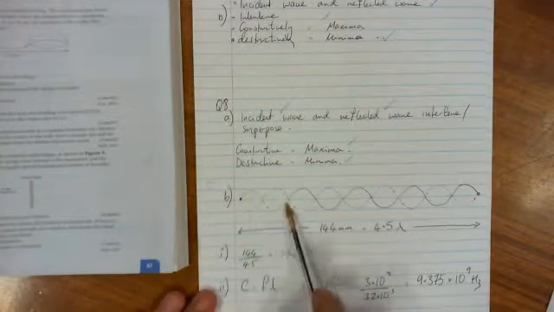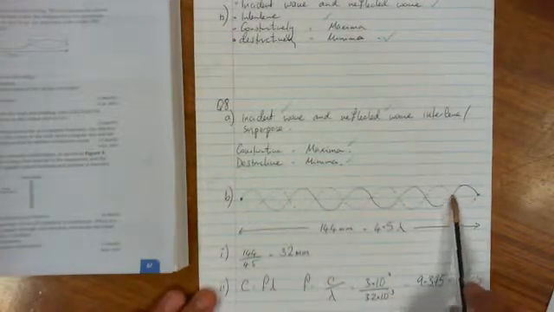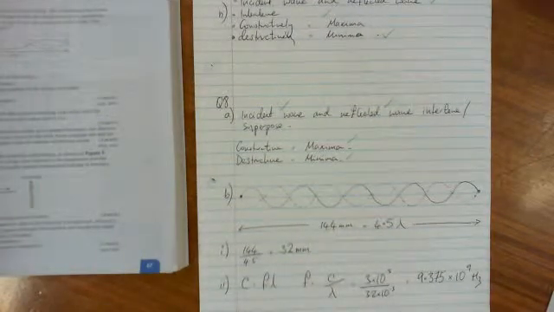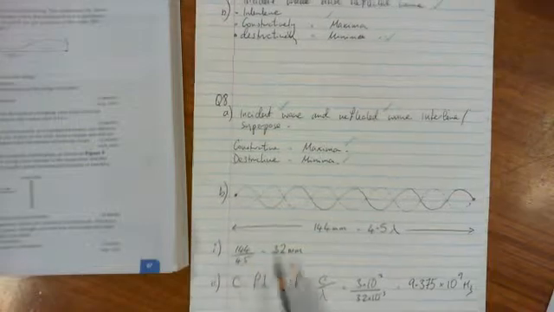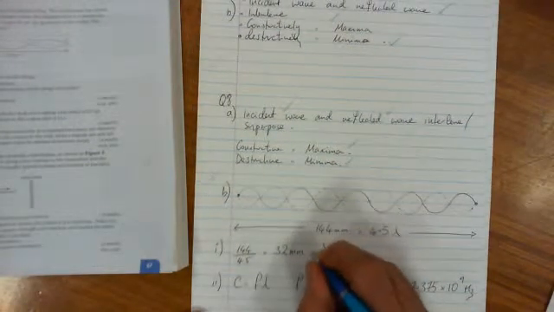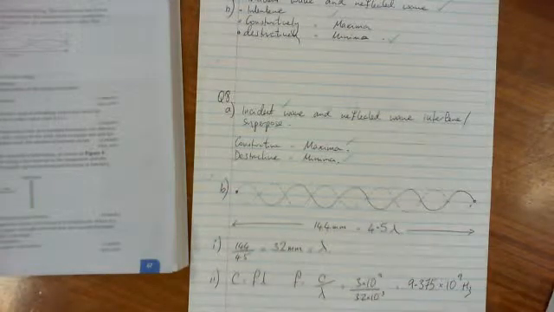So we can see we've got 1, 2, 3, 4 and a half wavelengths. 4.5 lambda is 144 millimeters. Dividing that by that, we get 32 millimeters is the wavelength of the wave, lambda. There you go. And then finally, it wants us to calculate the frequency of the microwave transmitter.